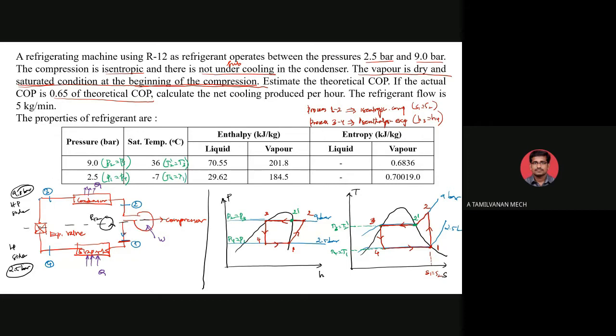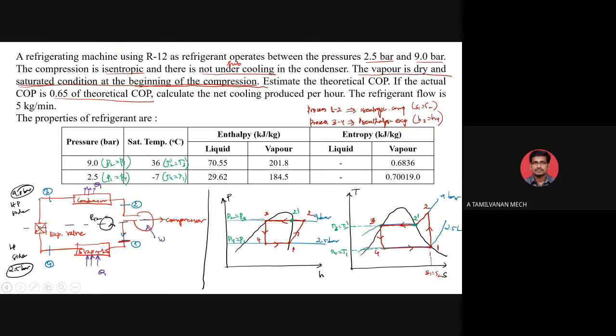Then next you are going to solve the problem. First they ask you to estimate the theoretical COP. How do you find the theoretical COP? What is the formula? Normally COP is equal to the ratio of the refrigeration effect divided by the work done. In the diagram, where do we get the refrigeration effect? In process 4 to 1, in the evaporator, we are getting the refrigeration effect. The work done takes place in process 1 to 2.